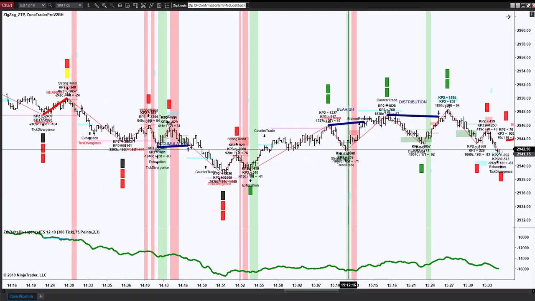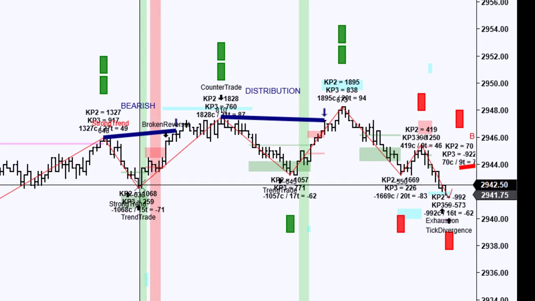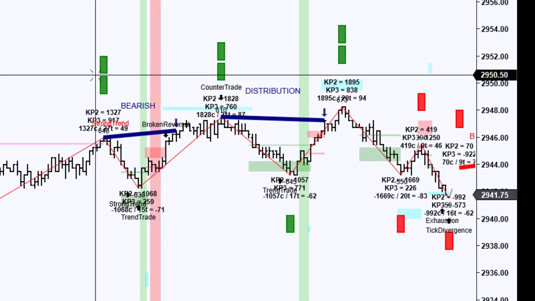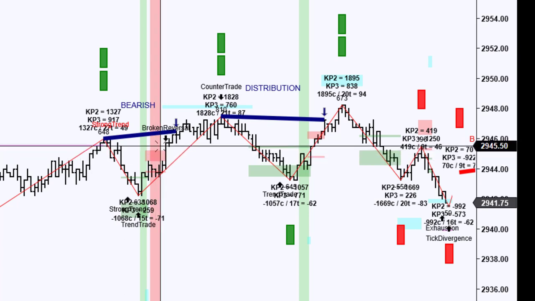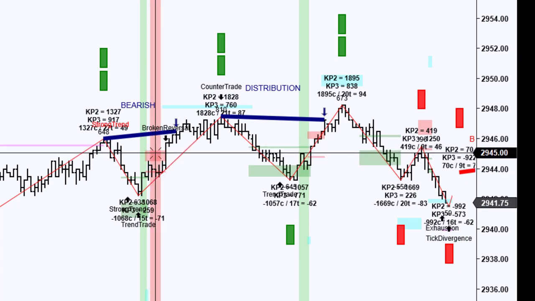Going into the next trade, we again have a trend trade here where we've had double green here. So we would not be looking to take the broken reversal short.